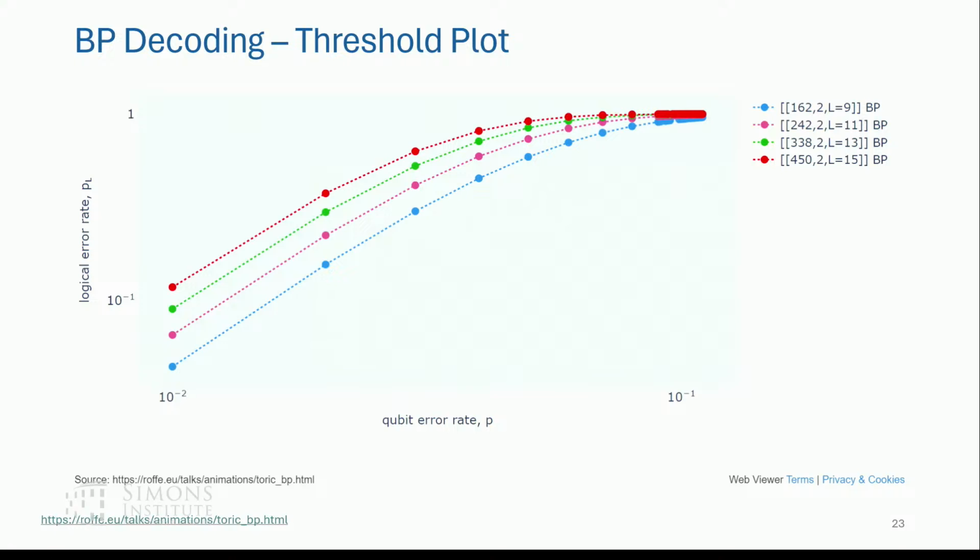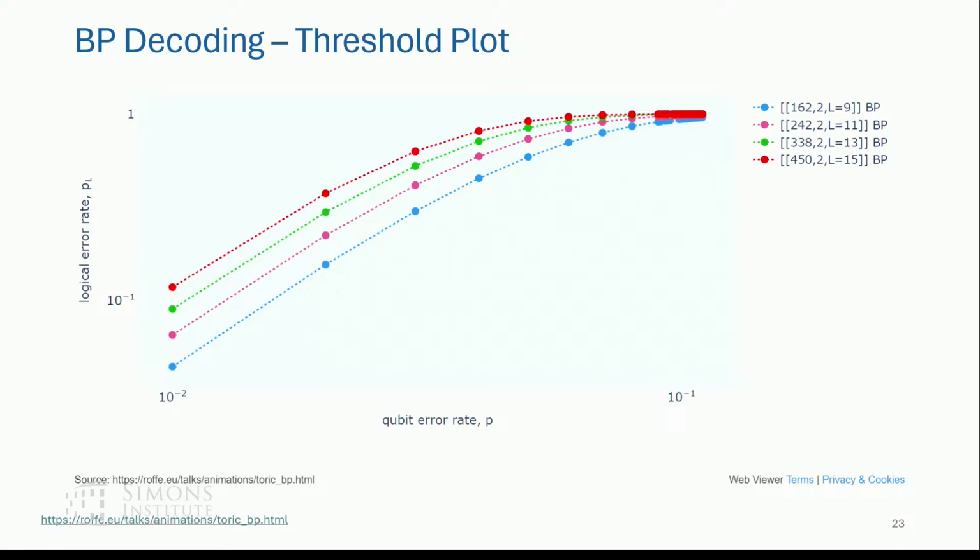For those of you who haven't seen these sorts of plots before, this is a quantum error correction threshold plot. On the x-axis, we have the qubit error rate, which is the physical error rate on each qubit. On the y-axis, we have the logical error rate. And what we typically do is draw lines on this plot for a number of different error correction codes of different size.